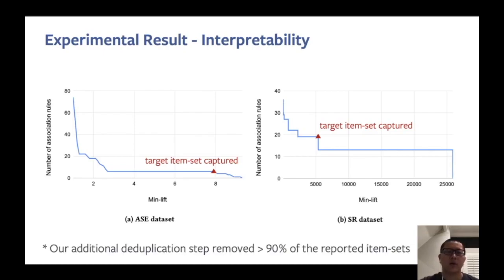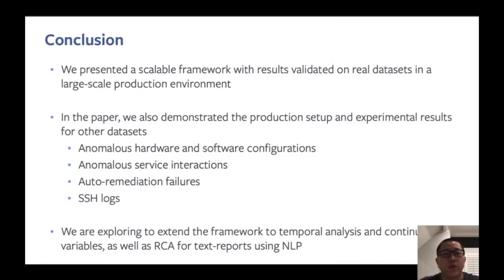Note that our additional deduplication step that I mentioned before removed more than 90% of the reported item sets, and that's what made this so scalable for the human review step. In conclusion, we presented a scalable framework with results validated on real datasets in a large-scale production environment.